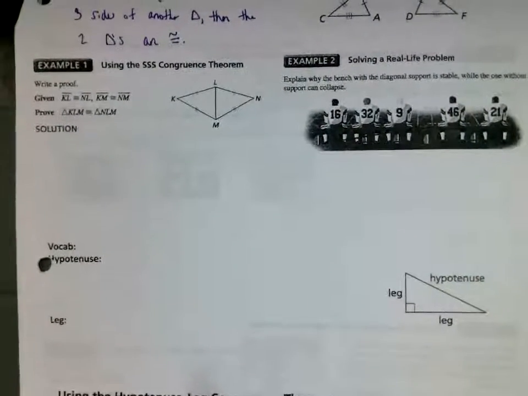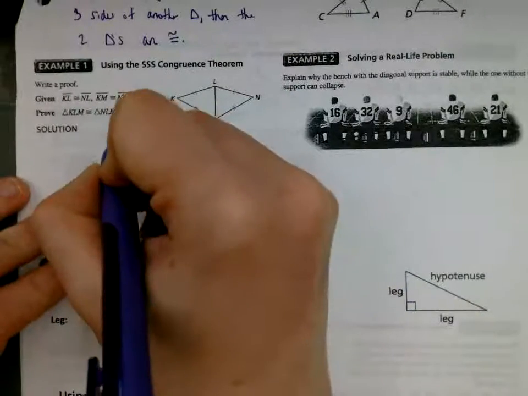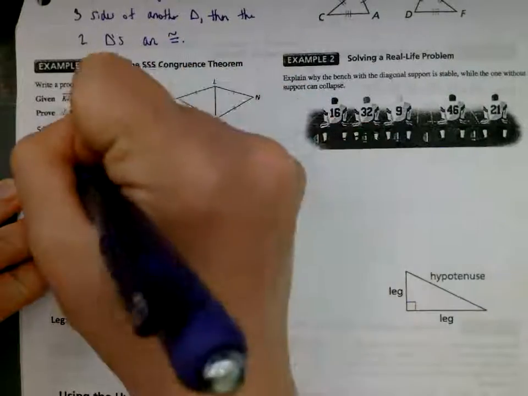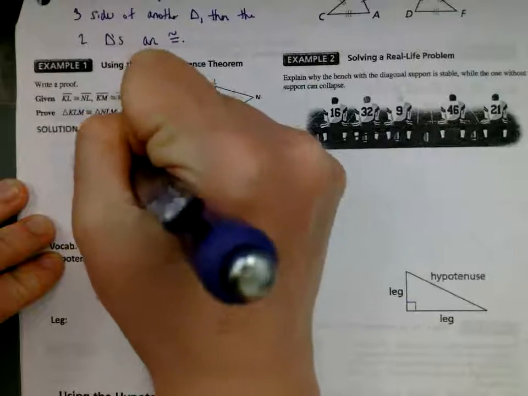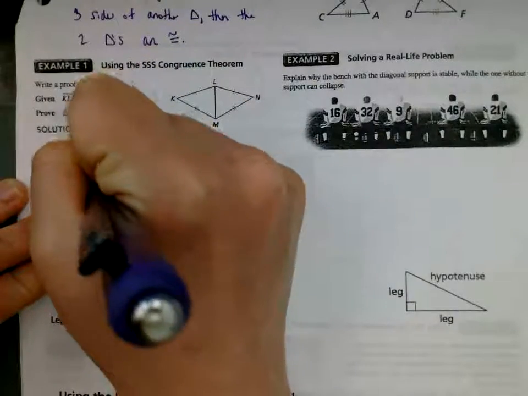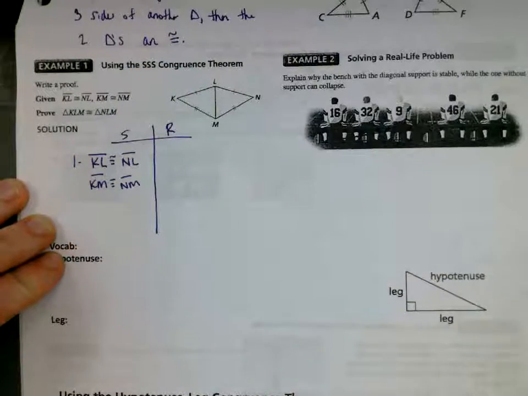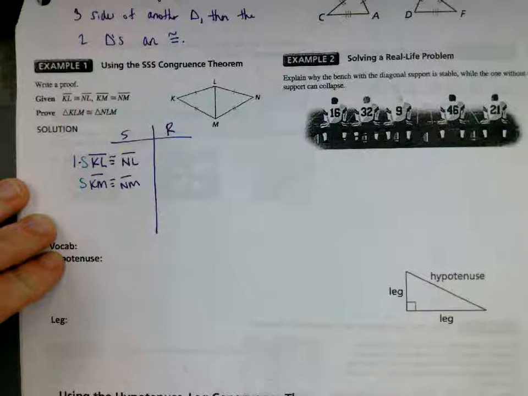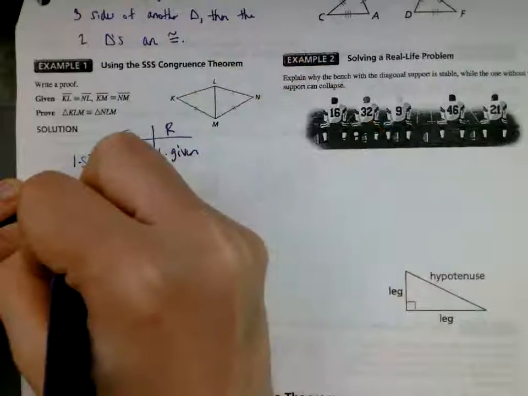All right, example 1, using the side, side, side congruence theorem, write a proof. So the first one, statements, reasons. Okay, again, segment KL is congruent to segment NL, and segment KM is congruent to segment NM. Okay, what does that tell me? Well, that gives me two sides, SS. So then I know that I'm only missing one side. Okay, obviously that was given.